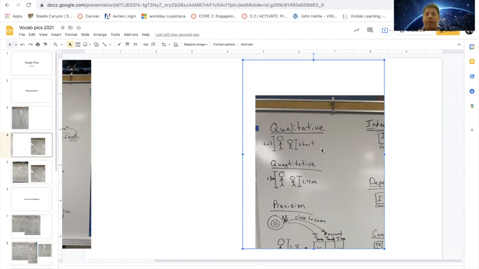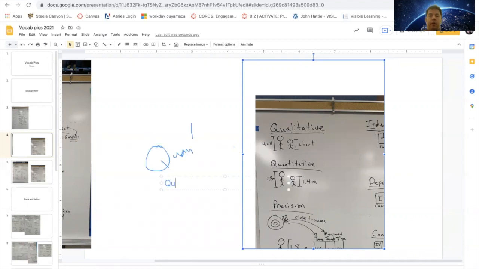So the first one is qualitative. Qualitative, I've drawn two stick figures, and qualitative is a physical description of something. So tall versus short. It could be red, blue, green, but it's basically a description with words about something we're observing. That's qualitative.